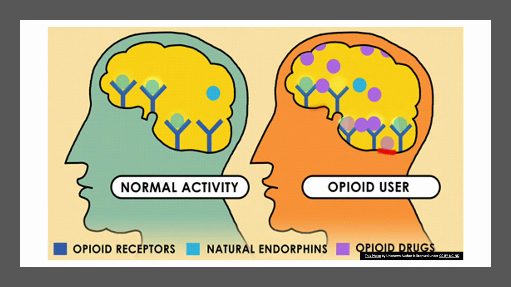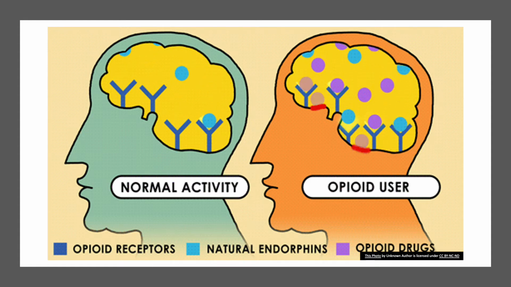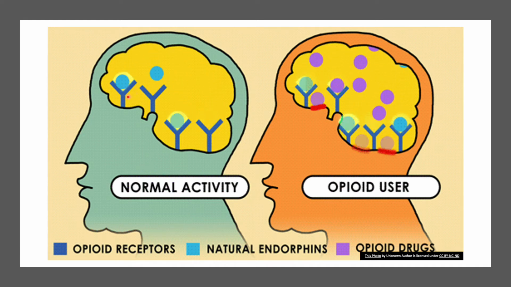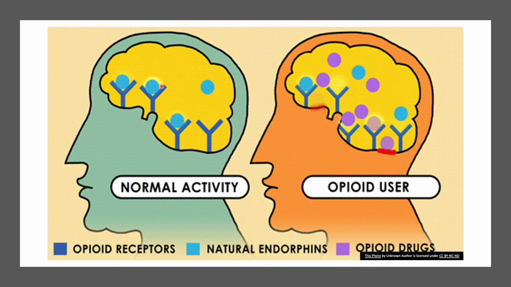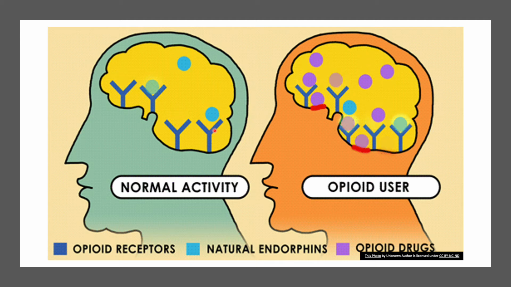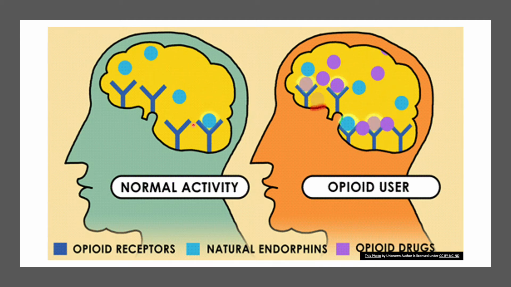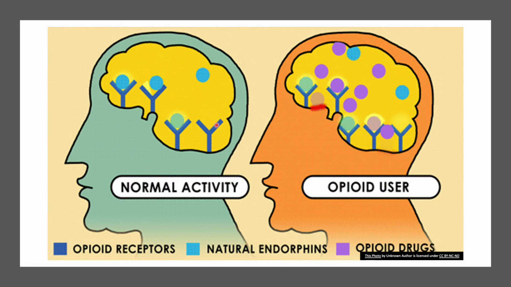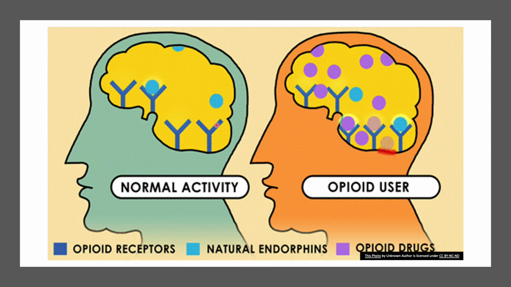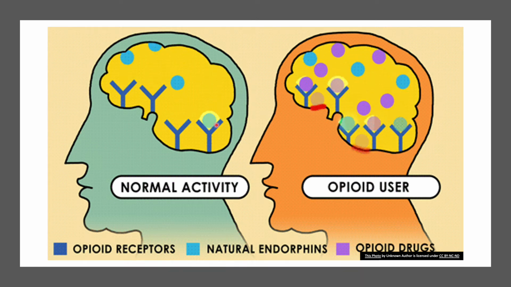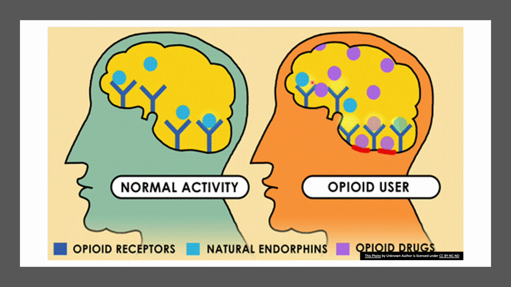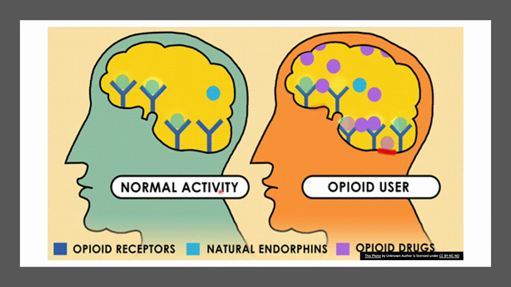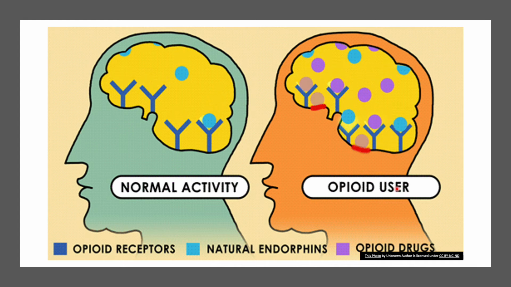This slide gives us a really good visual on the activity in the brain, because our bodies have natural opioid receptors. These little Y-shaped are the opioid receptors in the brain, and the little blue circles are the natural hormone, the natural endorphins in our body that tell us when something makes us feel good. The purple dots over here on the right hand side, we have an opioid user. So left side, normal activity; right side, opioid user.